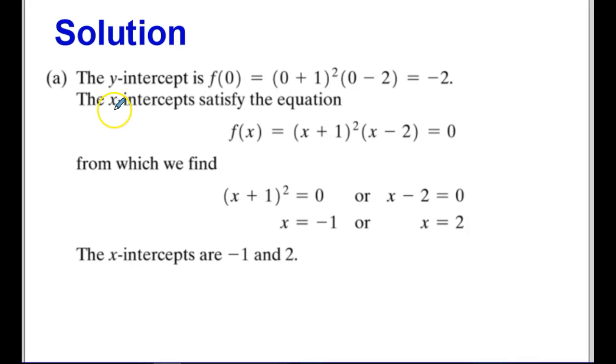So then I want to find my x-intercepts. To find the x-intercepts, I set y to 0. This is already factored for me, so when I set each piece equal to 0 using the zero product property, I see that x equals negative 1 or x equals 2. Those are my two x-intercepts.